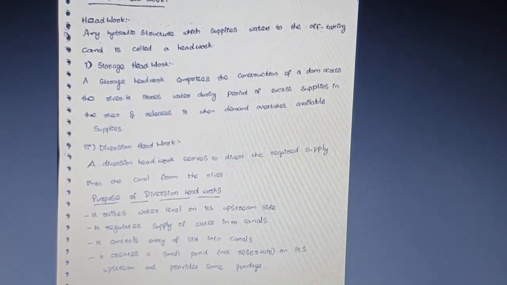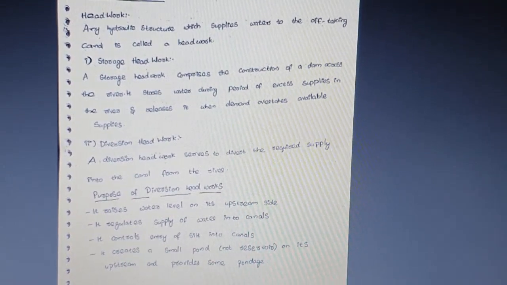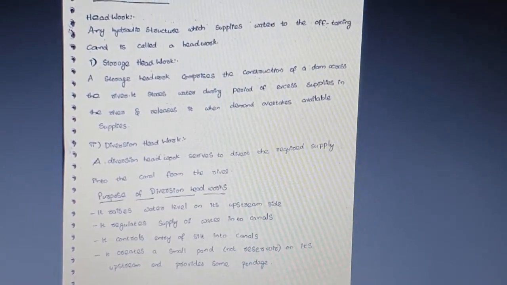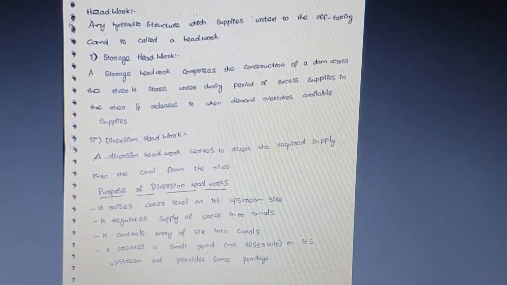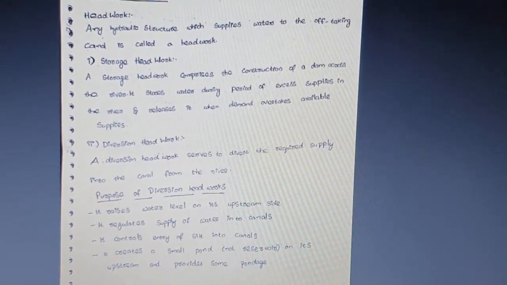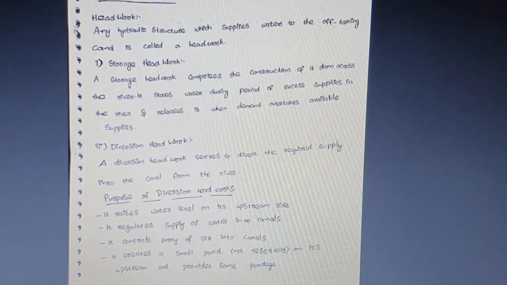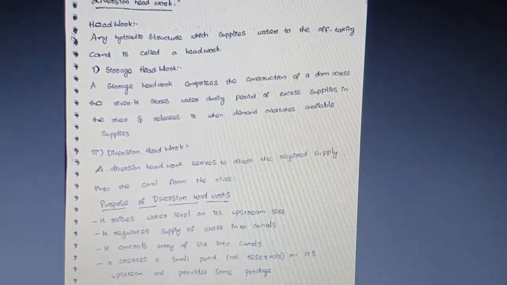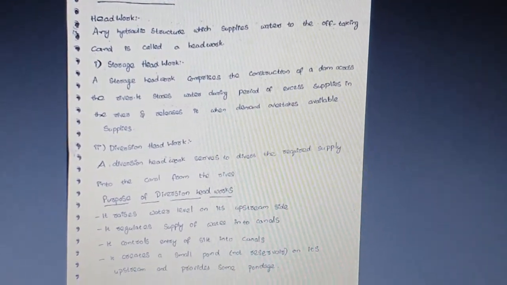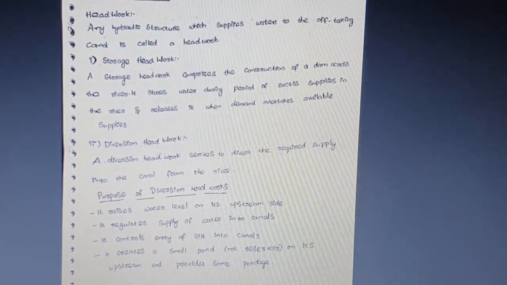So, what is headwork? It is nothing but a hydraulic structure constructed in order to supply water to the canal structure; that you are going to call a headwork. In that, we will be having two types of headwork: storage headwork and diversion headwork. Storage headwork is used to store the water across the river. Whenever we have the demand, we supply that water to the off-taking canal. The next one, diversion headwork, is used only to divert the river water into the canal.